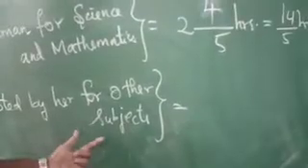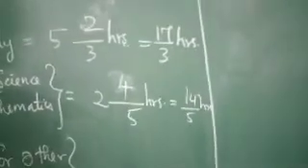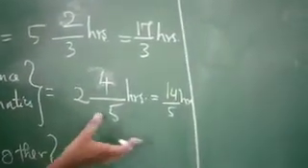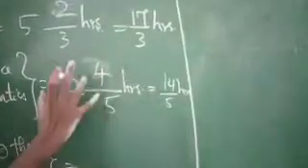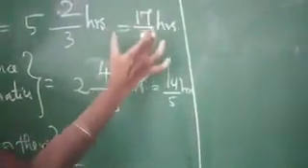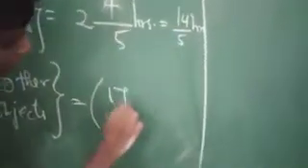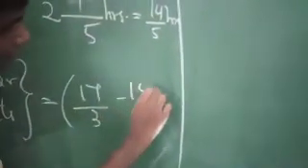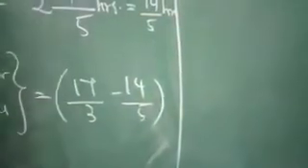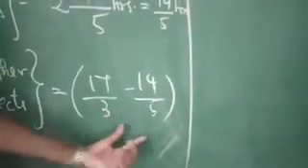We have to find how much time she spends on other subjects. So in the previous example, what we did was simply find the difference between the two hours. Likewise, you simply find the difference between 17/3 and 14/5. So 17/3 minus 14/5.